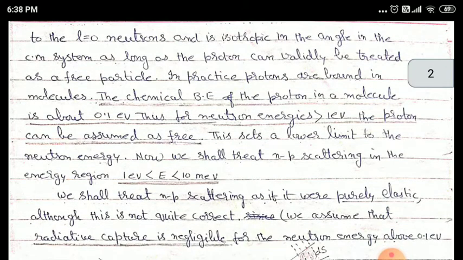Now the chemical binding energy of the proton in a molecule is about 0.1 electron volt. Thus, for neutron energy greater than 1 electron volt, the proton can be assumed as free.